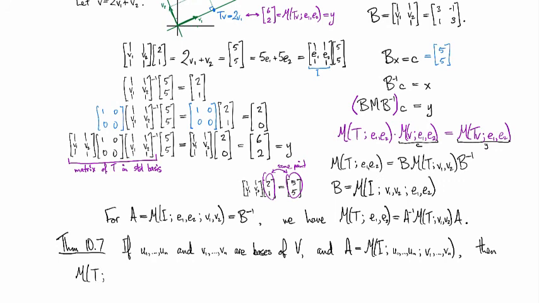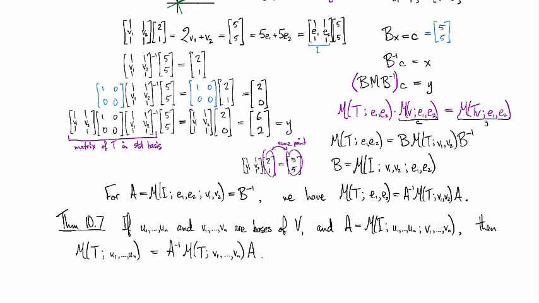The matrix of T in the first is A inverse times the matrix of T in the second times A. So just a couple of observations here. First, this thing right here, people say that we've conjugated the middle matrix by A, so wrapping it by A and A inverse on both sides.